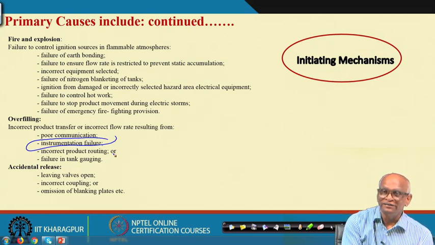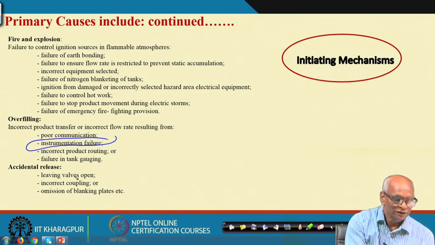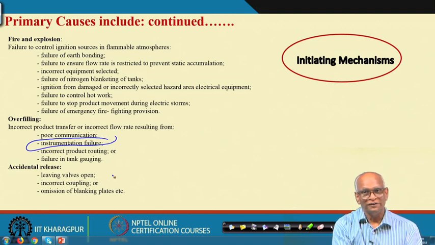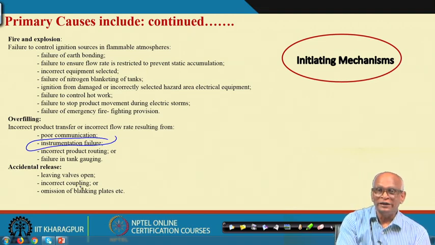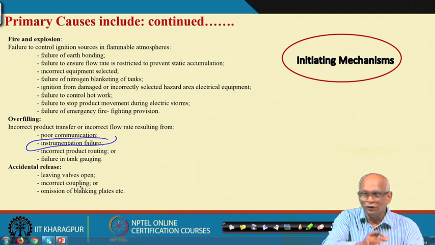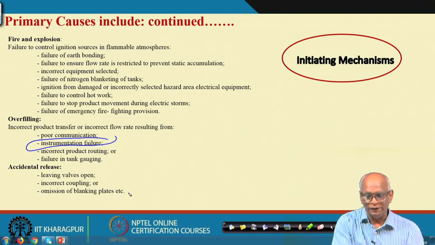So, accidental release. What are the initiating mechanisms for accidental release? Leaving valves open. Incorrect coupling. When you have to couple, you have not coupled properly. Omission of blanking plates.